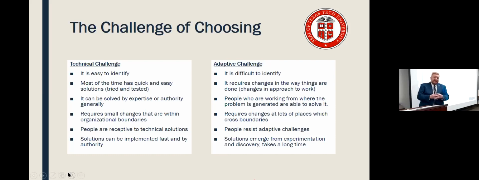People resist adaptive challenges because they're hard. Remember that technical challenges are easy, so people are okay with those. But when it's hard work, that's when you have an adaptive challenge. And adaptive challenges, people resist those because it might rock the system. It might come in direct conflict with their values, with things that they hold traditional. Solutions emerge from experimentation and discovery, and sometimes they can take a long time.